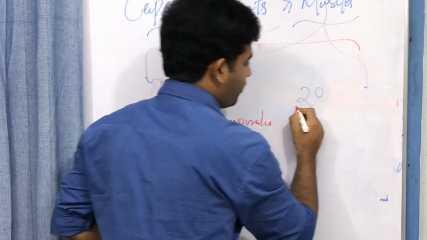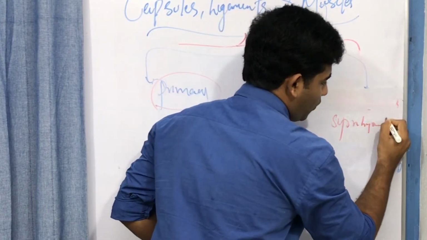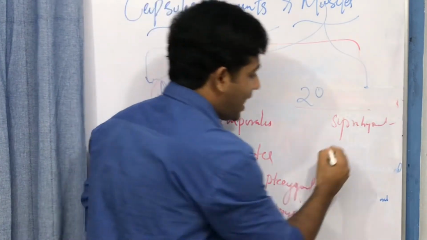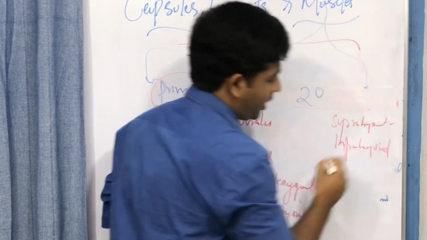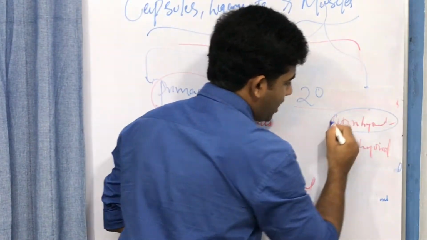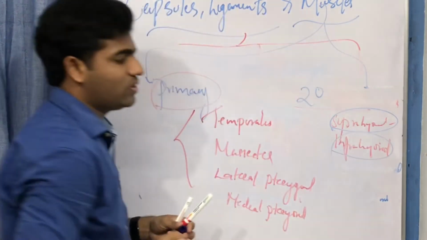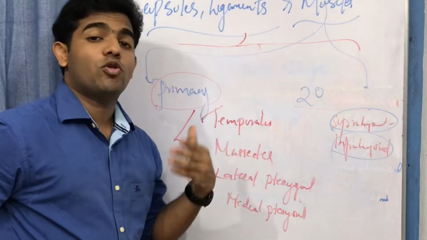And secondary ones are the suprahyoid, which has about 4 or 5 muscles, which we'll see later, and infrahyoid muscle. Suprahyoid and infrahyoid. These are two groups of muscle, and each one of them is made up of different muscles, which we will see later. Now first let us focus on the primary muscle, the temporalis muscle.